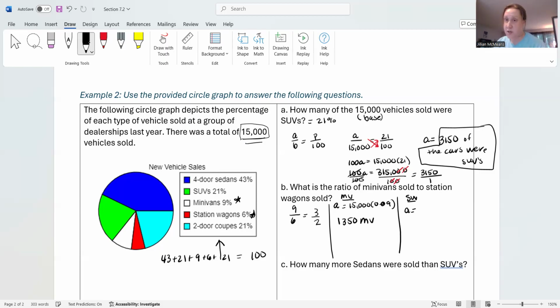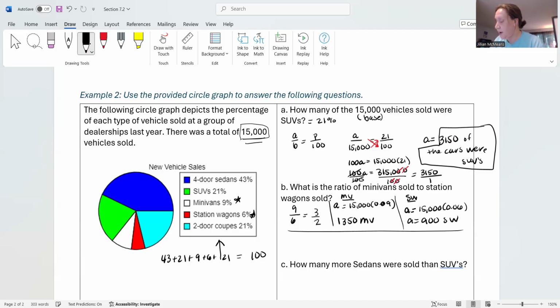Now we want to do the same thing for station wagons. So we don't know how many station wagons, but we do know the total number of cars, and we know the percentage. So 15,000 times 6% is 900. Let me shorten these lines so I have a little bit more room. Okay, so now we're looking at minivans compared to station wagons. We can go ahead and cancel a 0 top and bottom. So we've got 135 over 90.